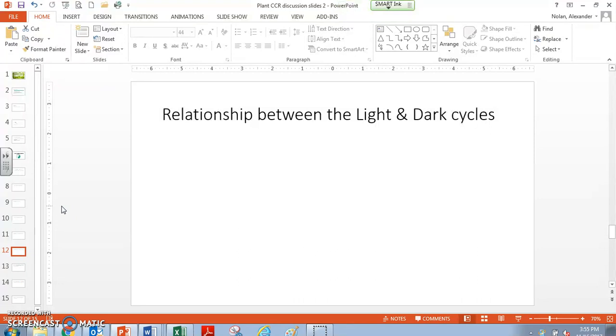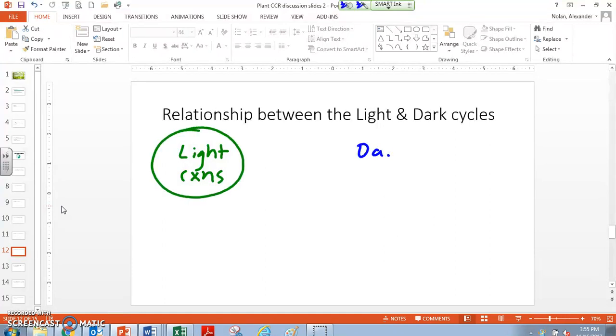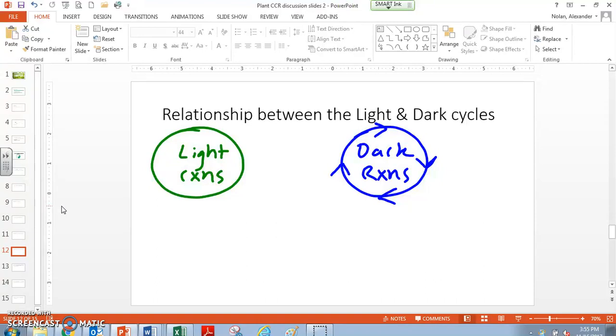So let's take our light reactions. We've got our light reactions here, and we're just going to draw our dark reactions. And even though I call them dark reactions, they don't necessarily happen at nighttime. They happen pretty much all the time. I've got my dark reactions going on. It's a cycle, so I'm drawing these arrows.